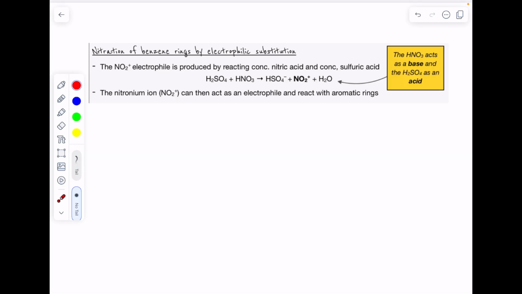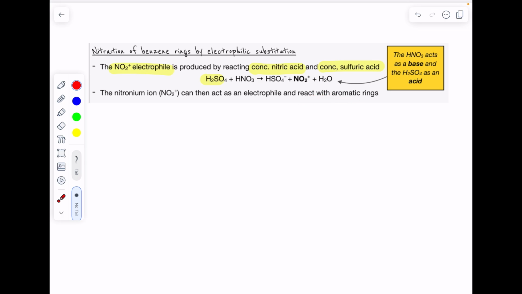Previously, we met this point in the specification, which was to do with the electrophilic substitution reactions of benzene. And what we did was we made an NO2 plus electrophile by reacting concentrated nitric acid and concentrated sulfuric acid. Remember, we said that the sulfuric acid was acting as an acid because it donates a proton. The HNO3 is acting as a base. Now, the result of that is it produces the nitronium ion, which is acting as our electrophile, so our lone pair acceptor, and we said it would react with aromatic rings.